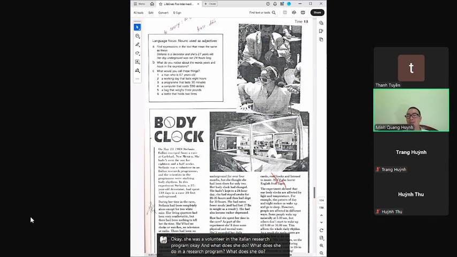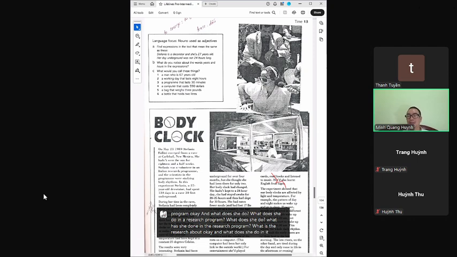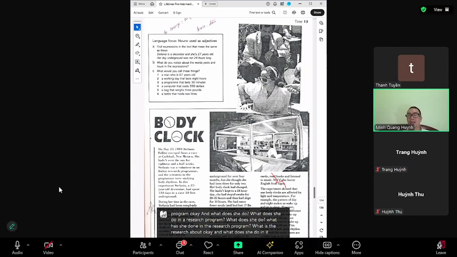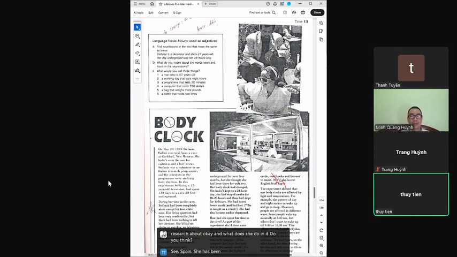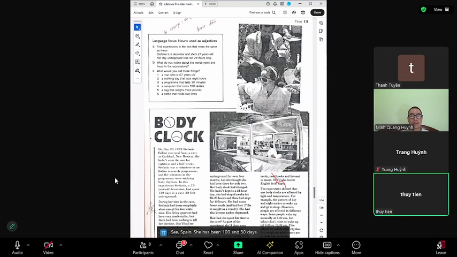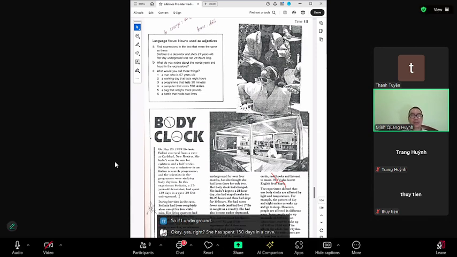What has she done in the research program? What is the research about? Okay, and what did she do in it? She has spent 130 days in the cave. Underground. Okay, yes, right. She has spent 130 days in a cave, okay, underground.